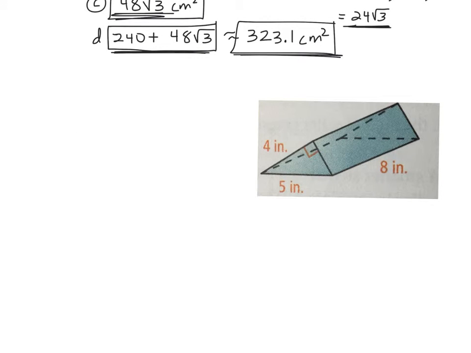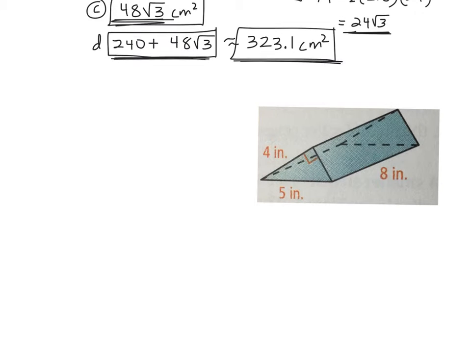Number 12 looks like this. And in number 12, it says use formulas to find the surface area of each prism, round to the nearest whole number. So if we're finding surface area here, we have to first start with lateral area. And I highly recommend you write the formula each time. So the lateral area would be the perimeter of the base times the height.